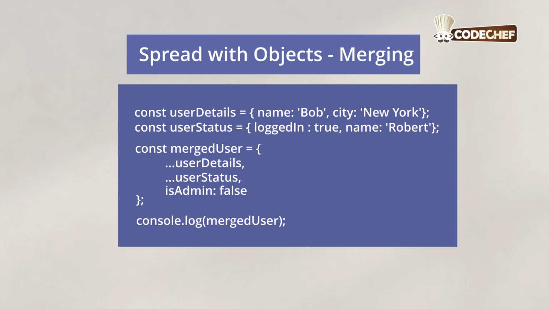Here in this code, we are merging multiple objects into one. Properties are applied from top to bottom. If the same key appears again, the later value overrides the earlier one. This pattern is very common when working with props and state.